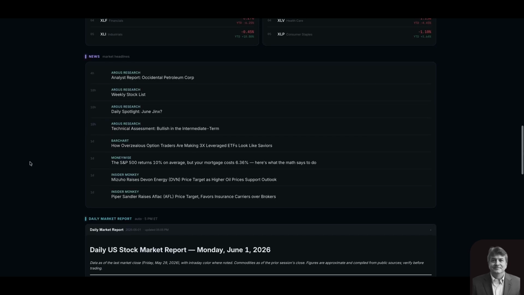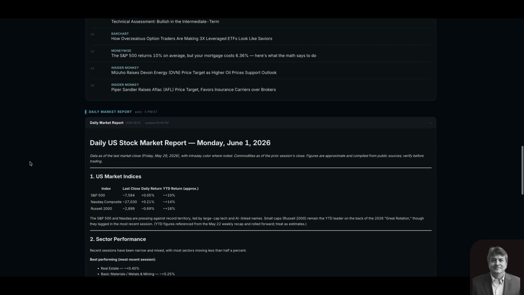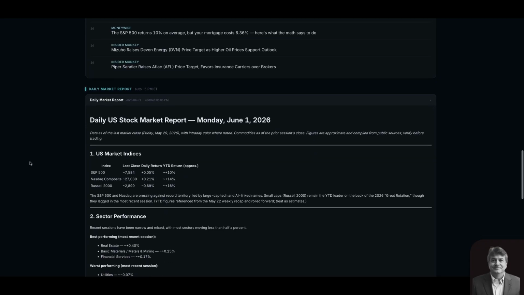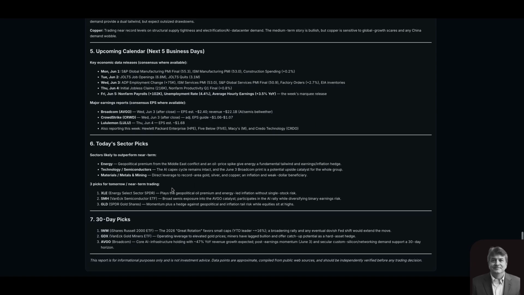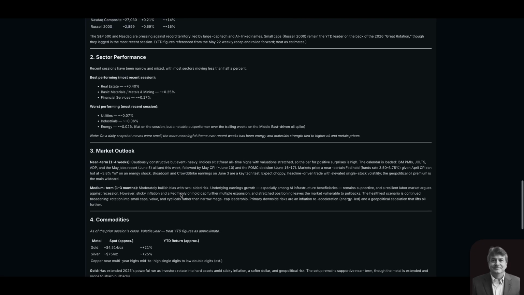Some news feed. And then this is a daily market report I have it create at the end of the day. It gives you what the indices did, what sectors moved, what the market outlook is. It even gives some sector picks for today, and then for tomorrow, and then a 30-day view, so we can see whether Claude's right, suggesting to buy gold, Broadcom, that reports this weekend, to the Russell 2000.